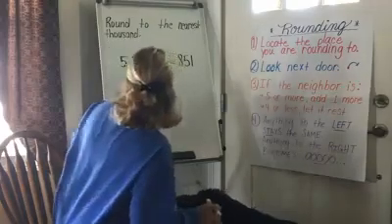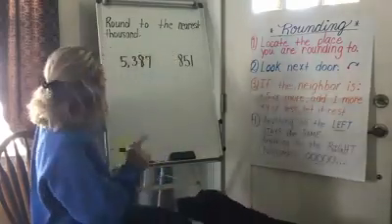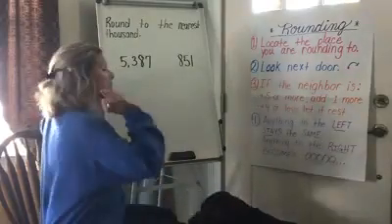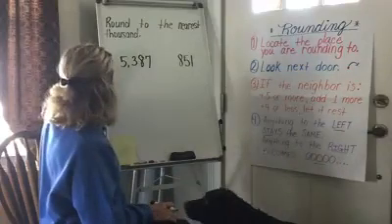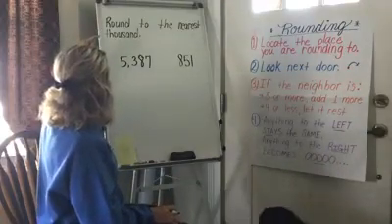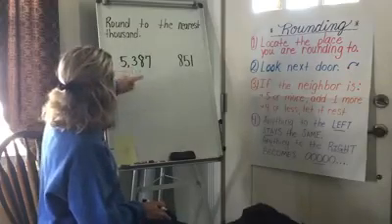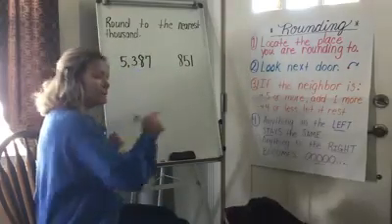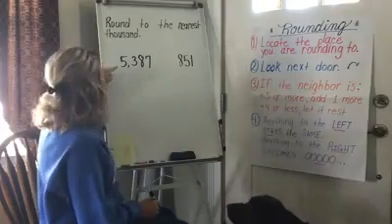So what we're going to do is a few examples together, but the first step we need to do before we even look at the rules is see what our task says. Round to the nearest thousand. So we have 5,387 and 851. Now let's go to our rules.